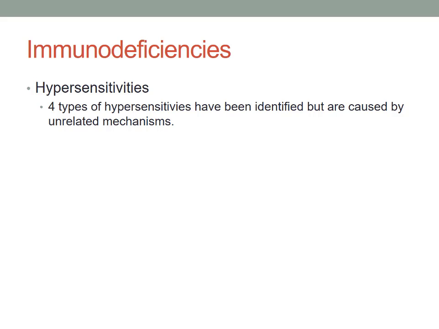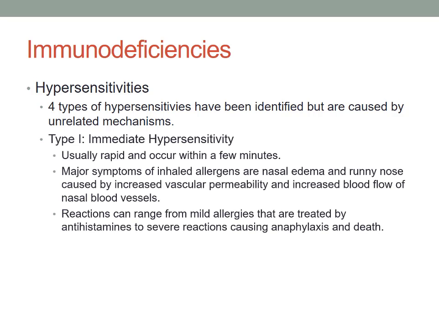With some people, hypersensitivities become a real problem. There are 4 types of hypersensitivities that have been identified but are caused by unrelated mechanisms. Type 1 is called immediate hypersensitivity. This is usually a rapid response and occurs within a few minutes.